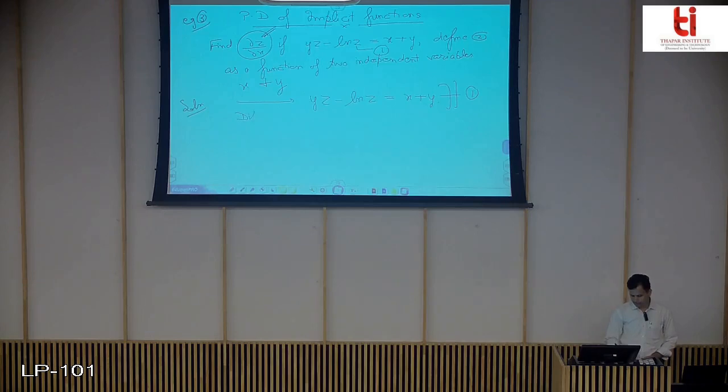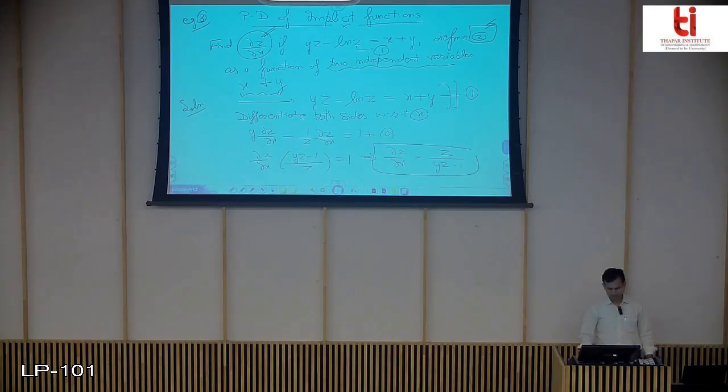So here, differentiate both sides with respect to x. Now be careful, here z is a dependent variable, and x and y are two independent variables. Please keep in mind that x and y are independent, only z is dependent. So when you differentiate with respect to x, y is treated as constant. This becomes y times del z by del x, minus 1 by z del z by del x, equals 1 plus 0, since y and x are independent. So del z by del x times (y minus 1 upon z) is equal to 1, which implies del z by del x is z upon (yz minus 1).